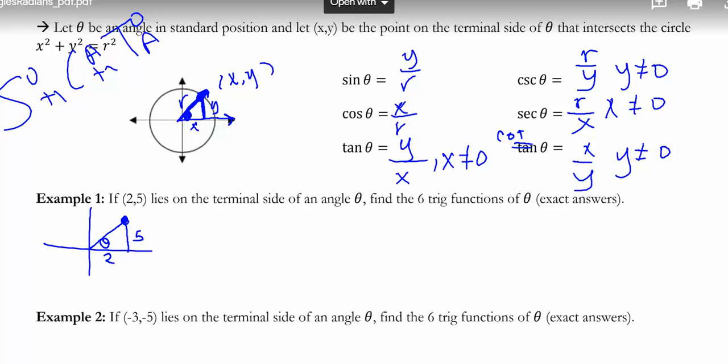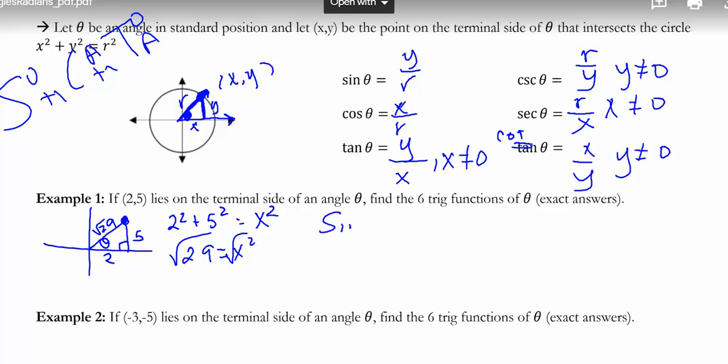So now I want to do the Pythagorean theorem to find my hypotenuse, because this is my right angle. So 2 squared plus 5 squared equals x squared. 4 plus 25 is 29, equals x squared, take the square root. So that's the square root of 29. Now it wants me to find the 6 trig functions.